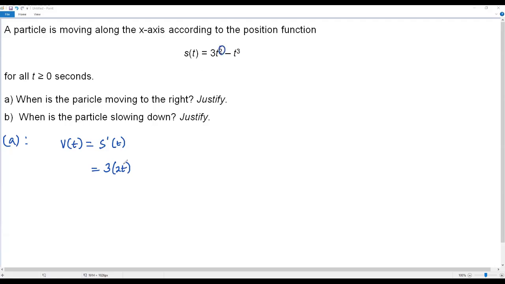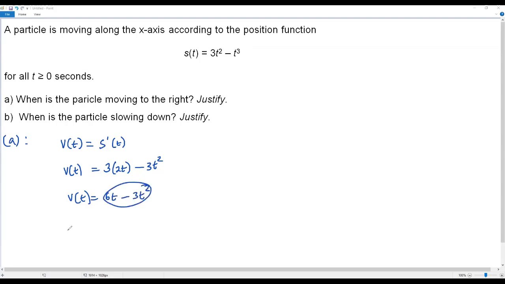That is, I bring the exponent 2 in front of the variable and subtract 1 from the exponent. Negative, the derivative of t cubed with respect to t is 3t squared. Again I use the power rule: I bring the exponent 3 in front of the variable and subtract 1 from the exponent. Now let me simplify. 3 times 2t is 6t, minus 3t squared.